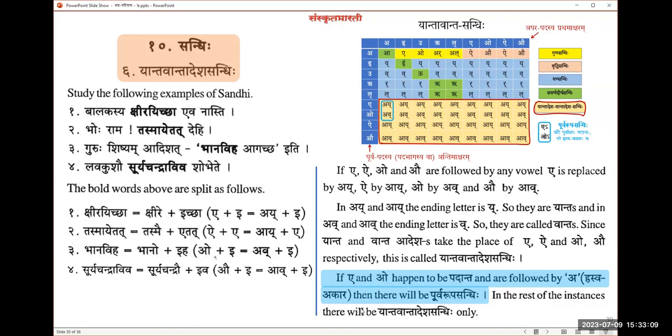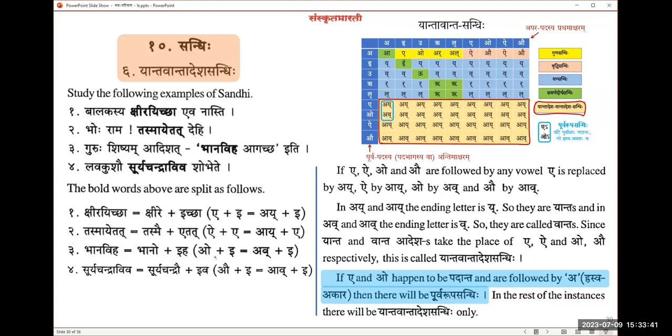In the rest of the instances, there will be Yanta Vanta Adesha Sandhi only. There cannot be another sandhi. Remember, sandhi itself is optional. But once you are taking the sandhi, Yanta Vanta is disallowed if this hrasva akara is there. If you want to do sandhi, go to Purva Rupa. If you don't want to, remain. You don't do the sandhi. You write Kshire Apatat separately. Nobody is complaining. Okay? In the milk, something fell. That's what Kshire Apatat means.